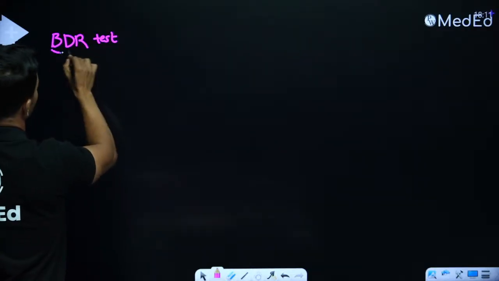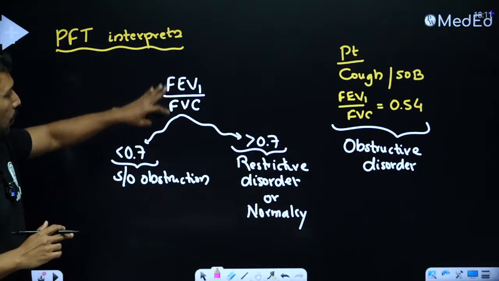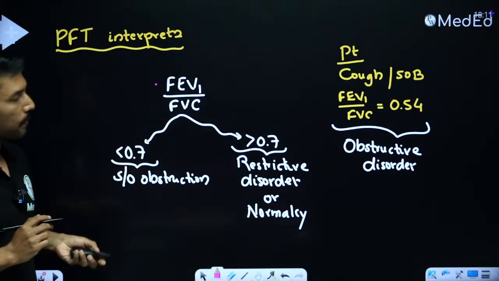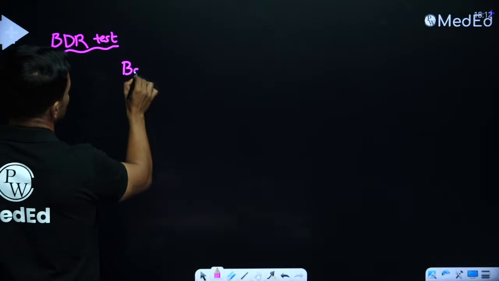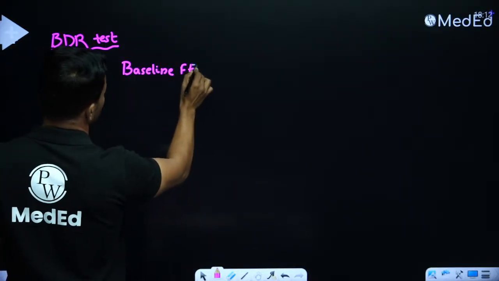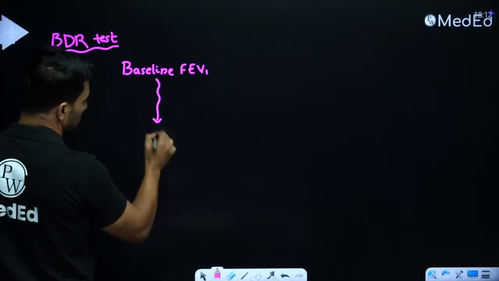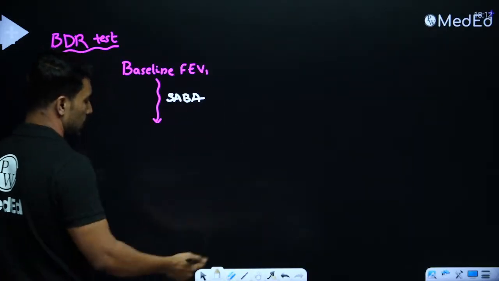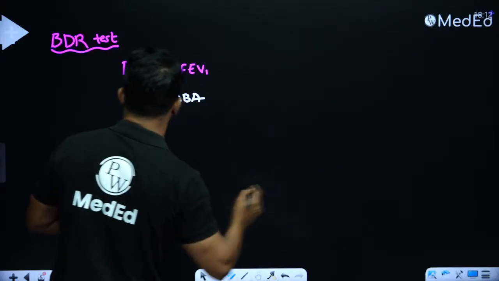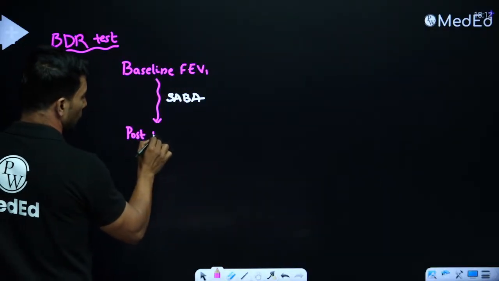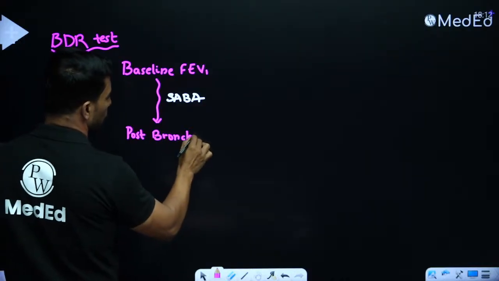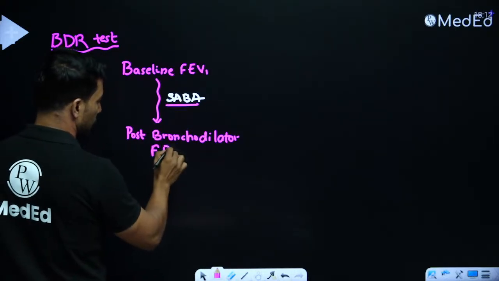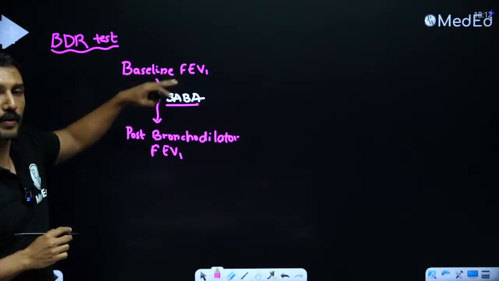Now, how will I interpret this bronchodilator reversibility test? Whenever we diagnose a patient of a respiratory disorder with the help of PFT, we already have measured FEV1 and FVC for measurement of this ratio. So now I already know this baseline FEV1. So I will check the patient's baseline FEV1, which is already done for the diagnosis. Then we will administer a short-acting beta agonist, for example salbutamol, and we will repeat the FEV1. This FEV1 we will call the post-bronchodilator FEV1, because we have administered a bronchodilator, a SABA. And we will see how much it has increased compared to the previous value.